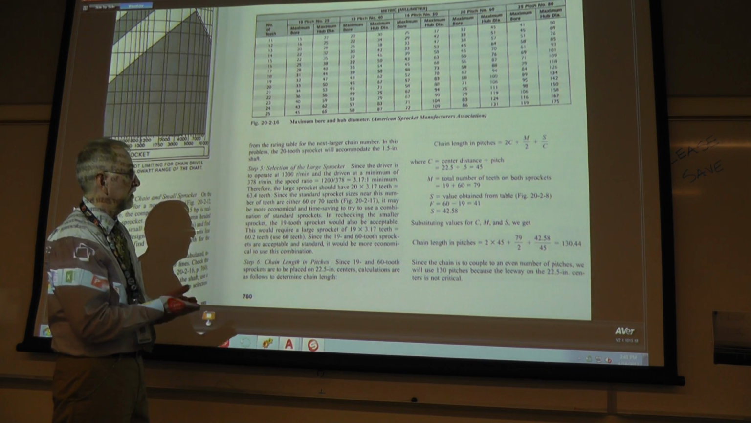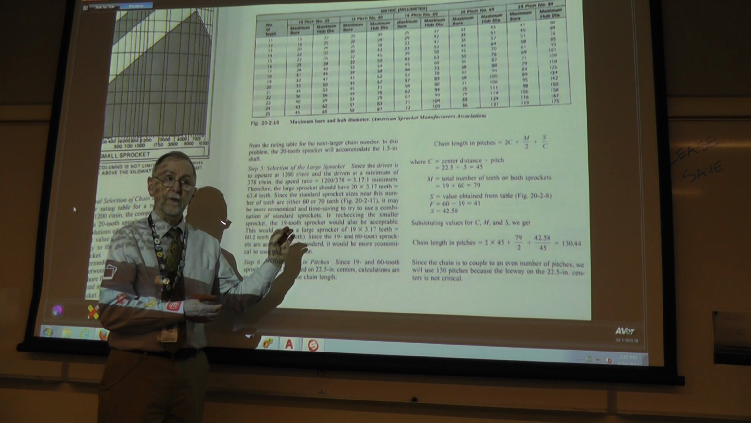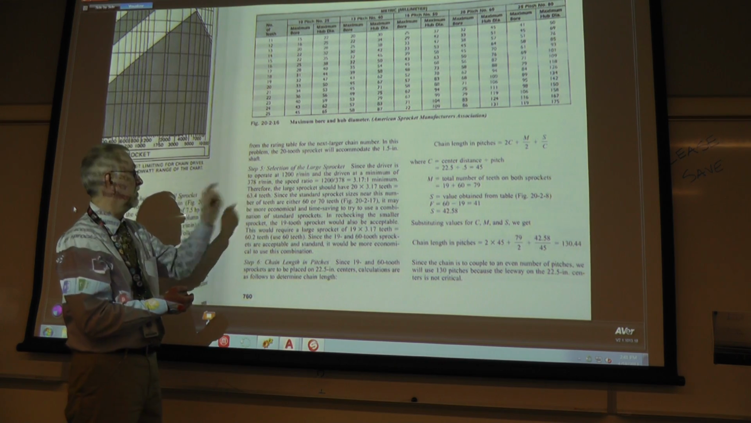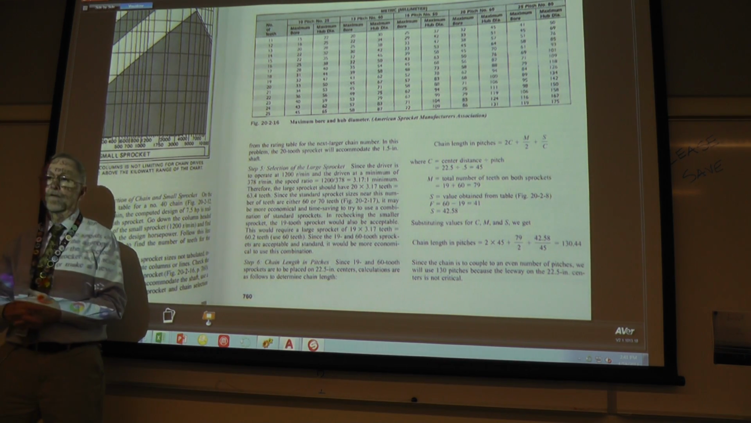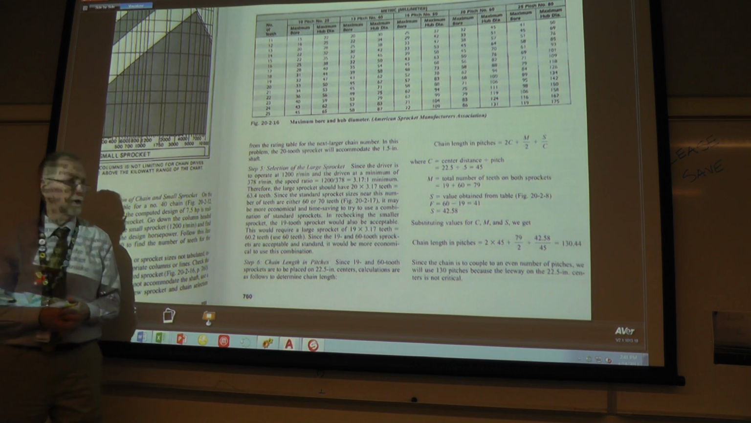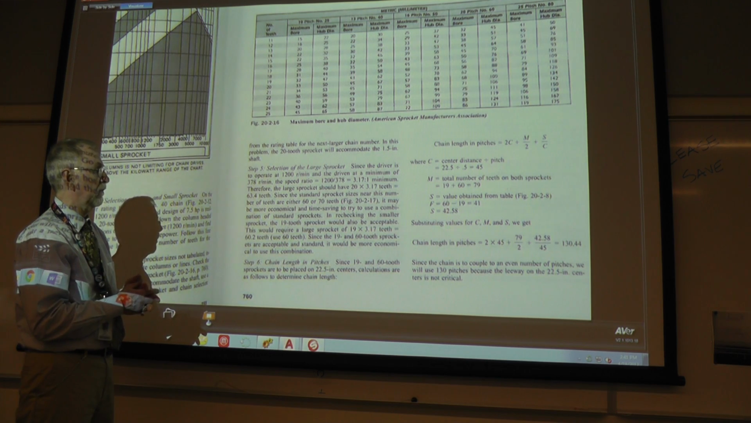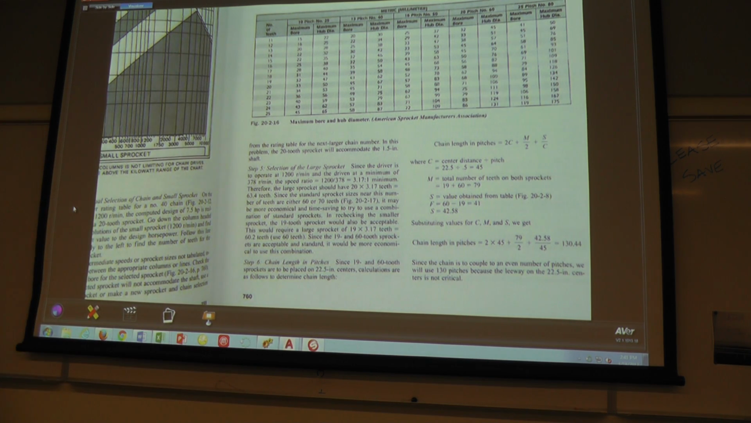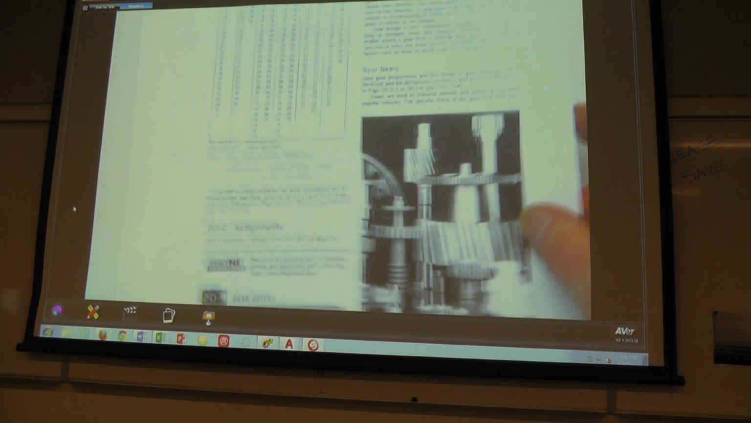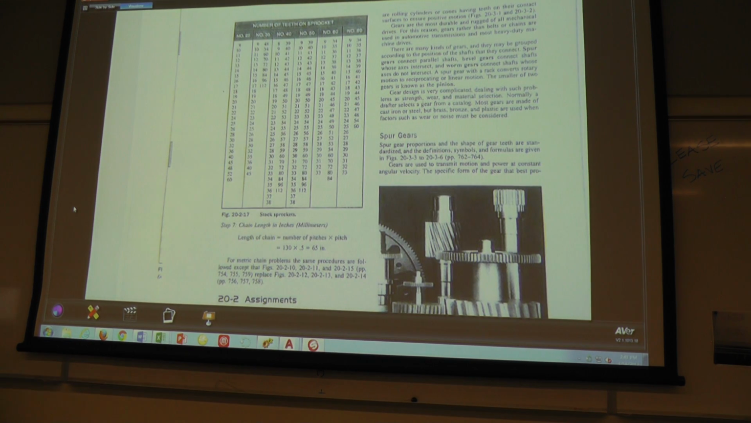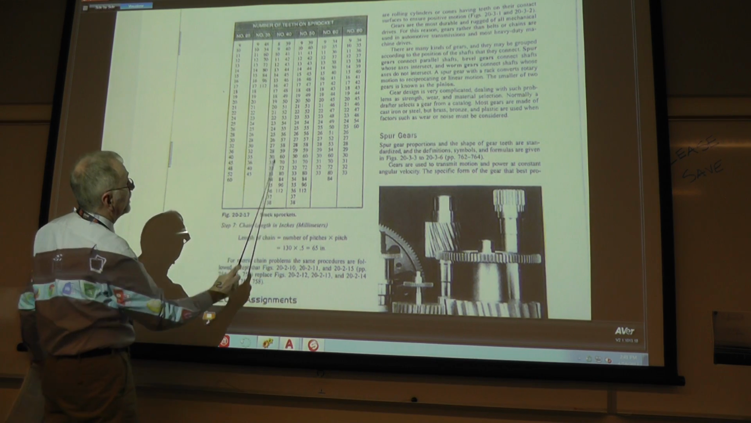Therefore, the large sprocket should have 20 teeth, which is the number of teeth on the small sprocket, multiplied by the speed ratio of 3.17, which gives me 63.4 teeth. Well, I'm probably not going to get 63.4 teeth. Since the standard sprocket sizes near this number of teeth are either 60 or 70, which takes me to one other chart. All right, so I've got 20 and 63.4 for a number 40 chain, which is in this column right here.